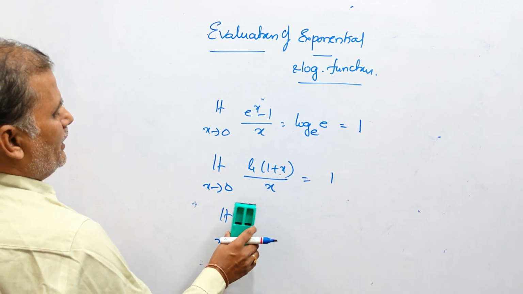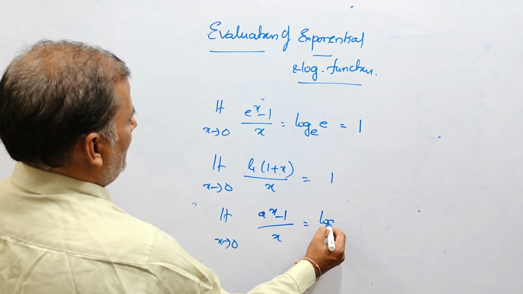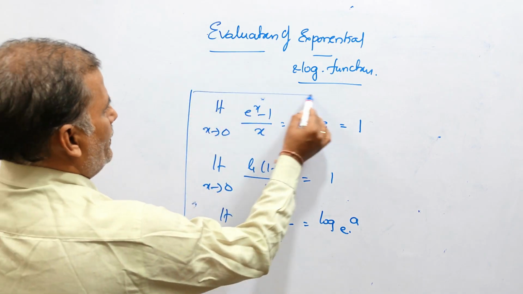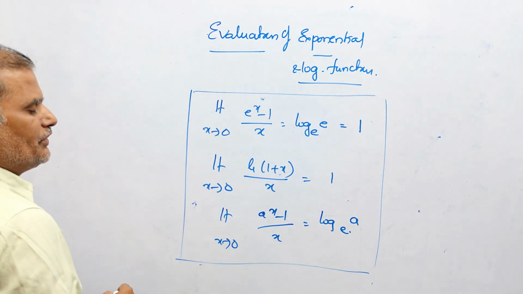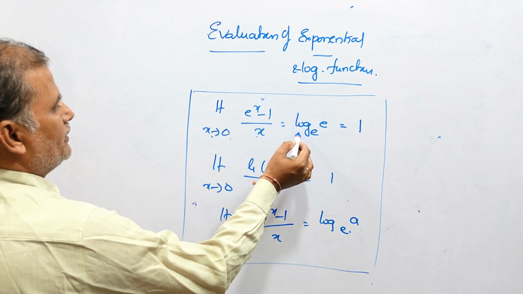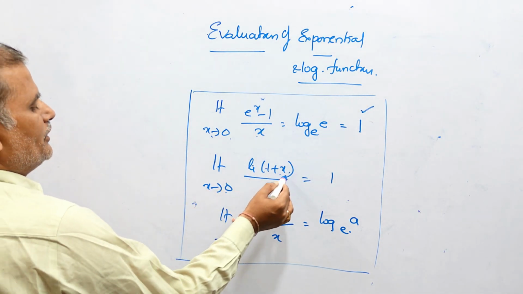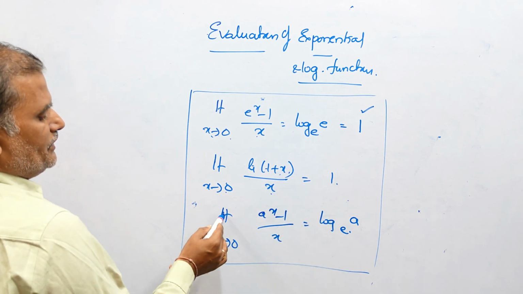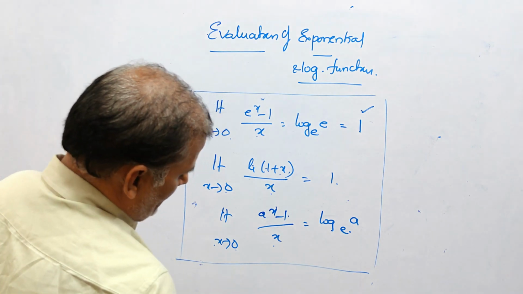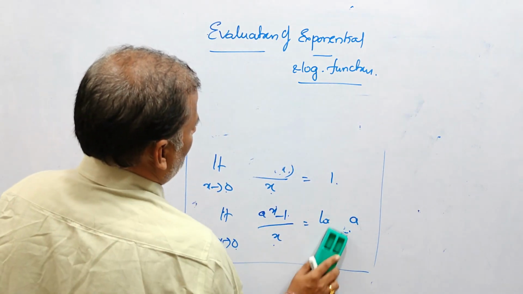So you know these two; (a power x minus 1) by x also will be there, that is log a base e. These three are very, very important. Base e we have to discuss here. Limit x tends to 0, (e power x minus 1) by x is equal to 1. Limit x tends to 0, log(1 plus x) by x is equal to 1. Limit x tends to 0, (a power x minus 1) by x is equal to log a base e. These three are also very important formulae.